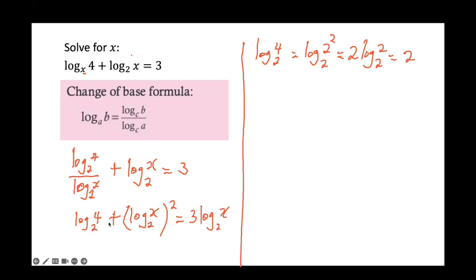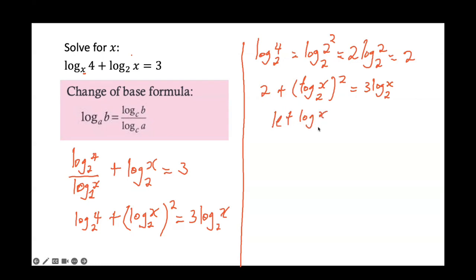So this now becomes 2 plus logarithm of x base 2 all squared equal to 3 logarithm of x base 2. Please do not make the mistake of expanding this bracket to logarithm of x squared base 2. Remember in previous videos, I said logarithms are functions, so you can't just square the x here. So one way we can solve this equation is to transform it to a quadratic equation by using a different variable.